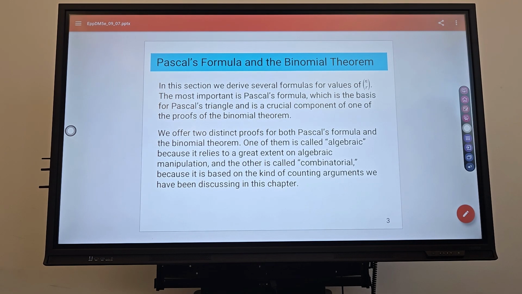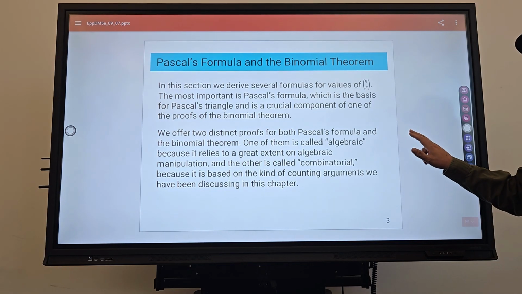So, in this section we derive several formulas for the values of n choose r. The most important is Pascal's formula, which is the basis for Pascal's triangle, and it is a crucial component of one of the proofs of the binomial theorem. We offer 2 distinct proofs for both Pascal's formula and the binomial theorem. One of them is called algebraic because it relies to a great extent on algebraic manipulation. And the other is called combinatorial because it is based on the kind of counting arguments we have been discussing in this chapter.